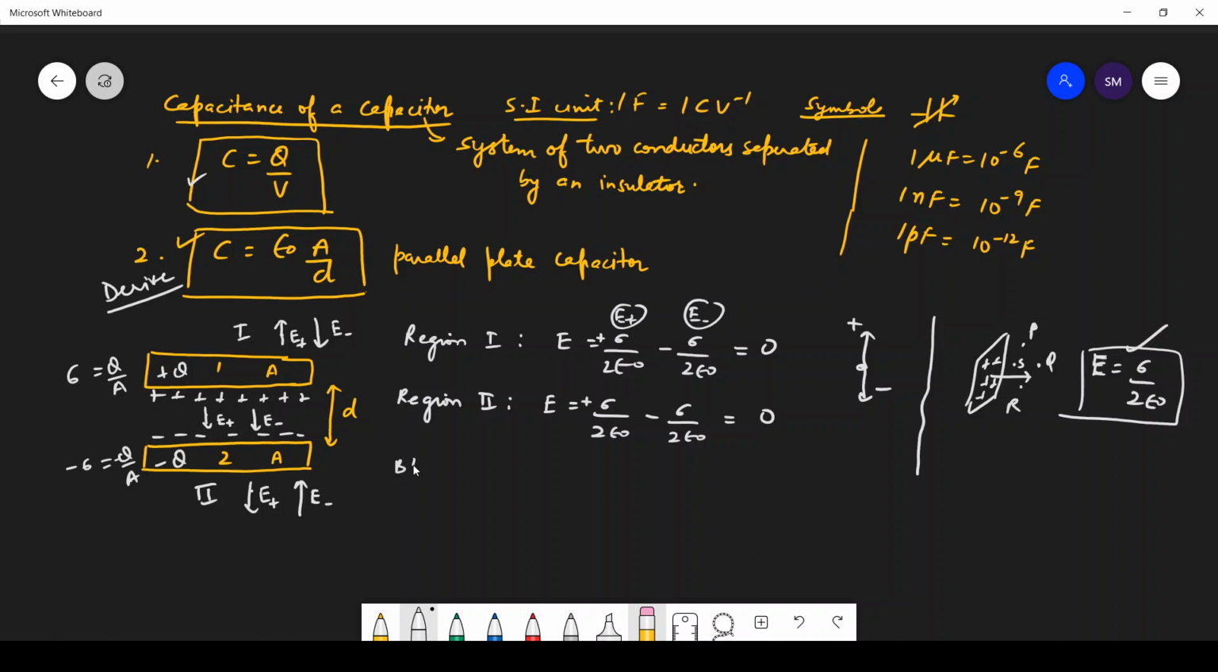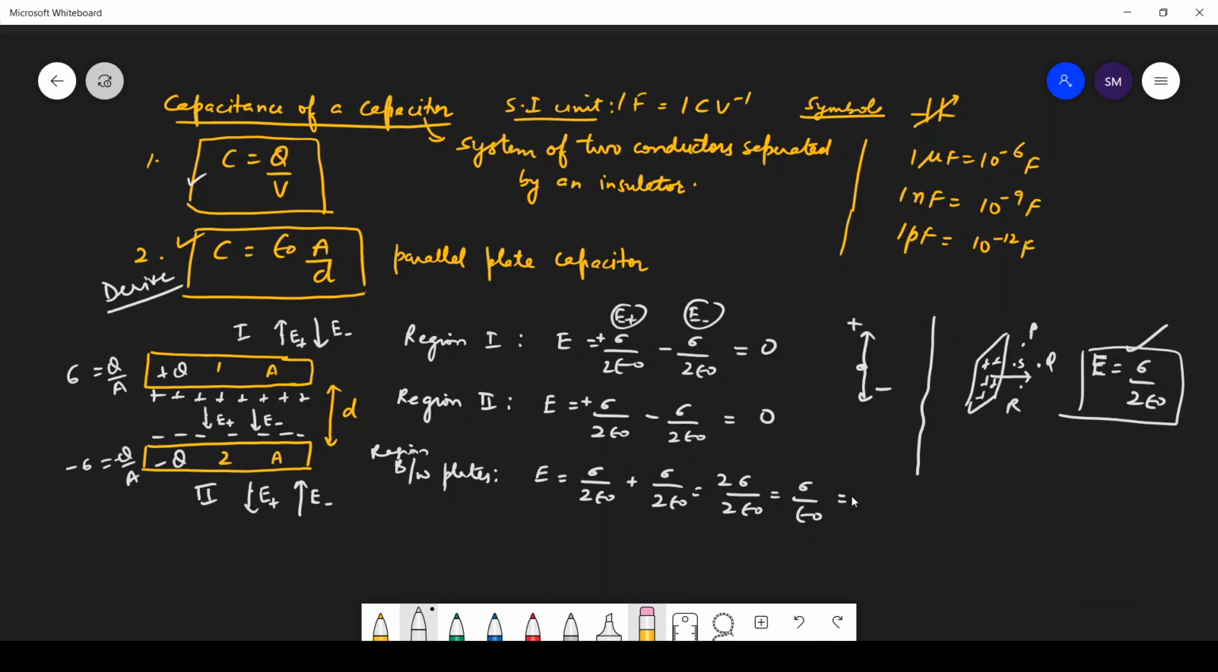So in the region between the plates, the electric field is going to add up. Both are in the same direction, so they are going to be added up. So this is equal to 2 sigma upon 2 epsilon naught, that is equal to sigma upon epsilon naught.